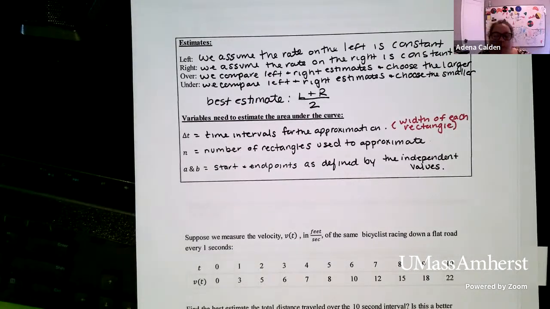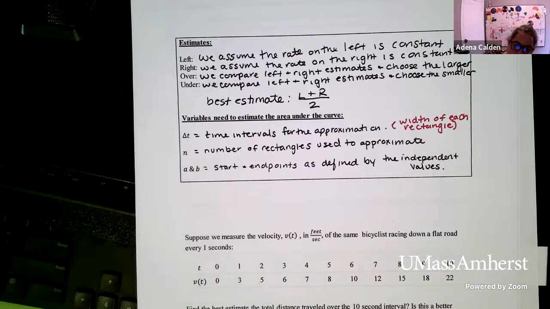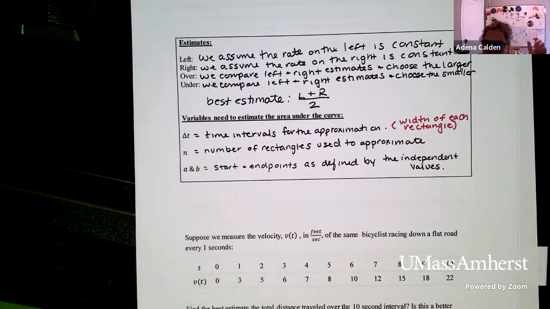So that's what we've done so far. And so now we have these variables that we use in the context of doing this work. So we have delta t, which is the time interval for the approximation, and it's also the width of each rectangle. We have n, which is the number of rectangles we're using to approximate. And then we have a and b, which are the starting and ending points of whatever we're measuring, defined by the independent values. Okay, so these are all the things we're working with and building up in our vocabulary to learn in this section.